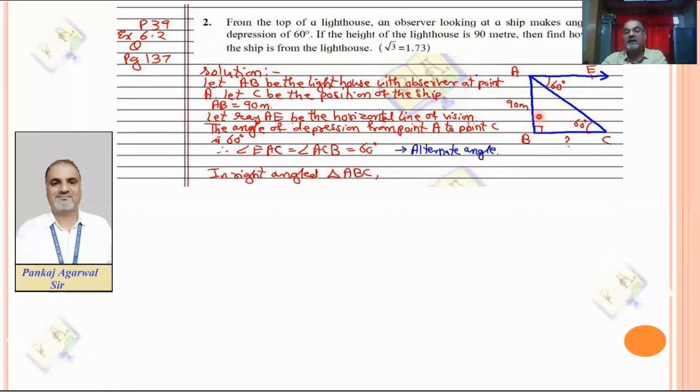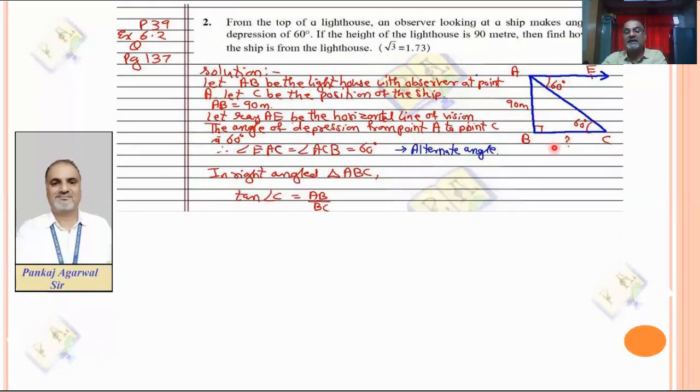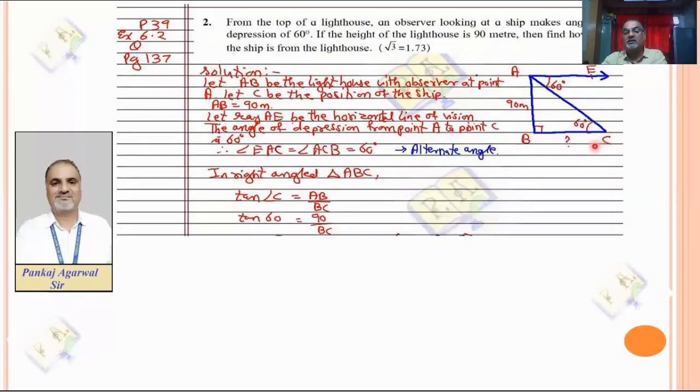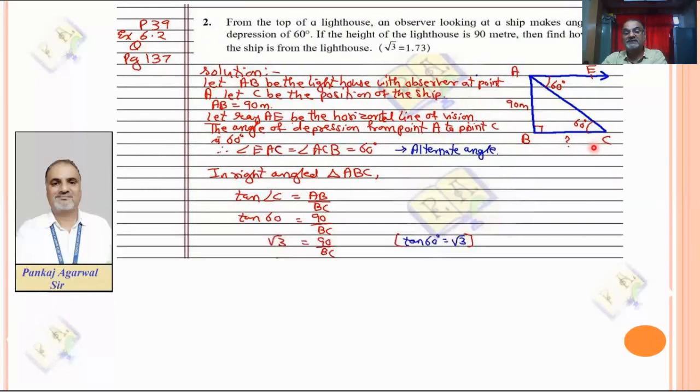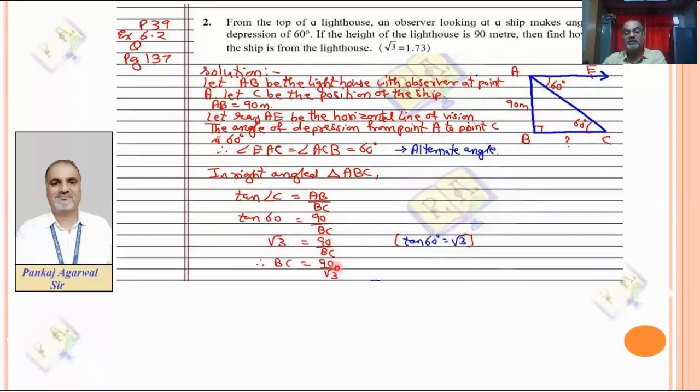In right angle triangle ABC, opposite side is given, adjacent side is asked. So, opposite, adjacent, tan. Tan angle C is AB upon BC. Tan angle C is 60 degree and AB is 90. What is tan 60 degree? √3. Therefore, √3 is equal to 90 upon BC. Cross multiply. BC is 90 upon √3.